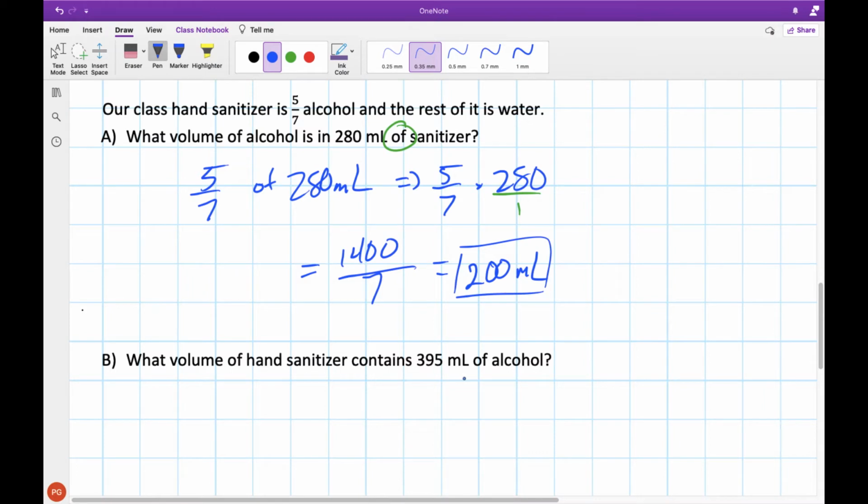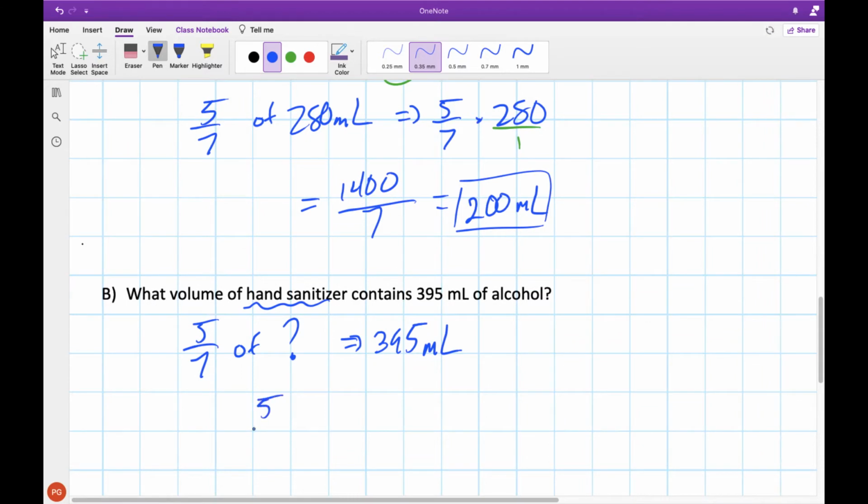But what happens if we flip this kind of problem around? So now we want to find the volume of hand sanitizer that contains 395 milliliters of alcohol. So now this is kind of reversed. Because now we want to know 5/7 of something gives us 395 milliliters. Because 5/7 of our hand sanitizer here, which we don't know the volume, should have 395 milliliters of alcohol.